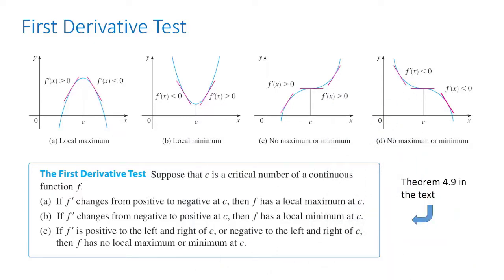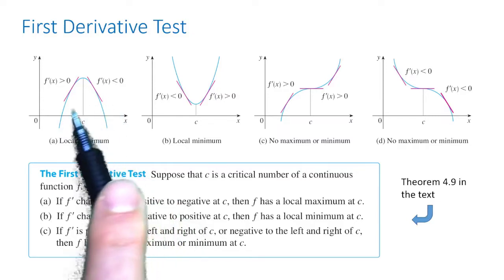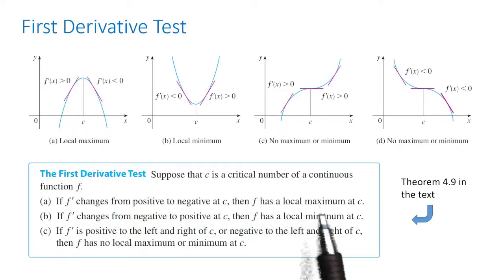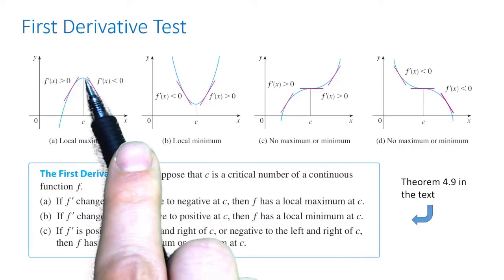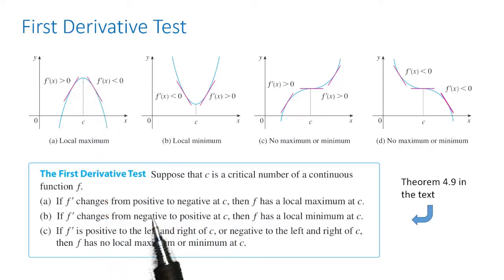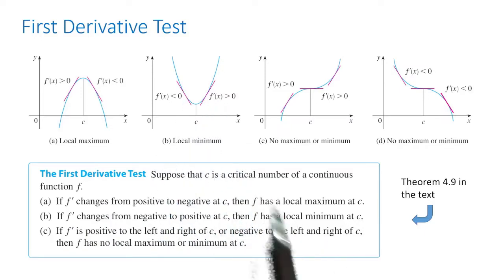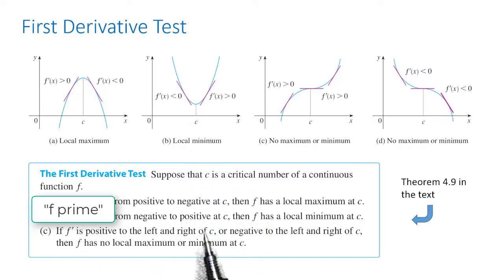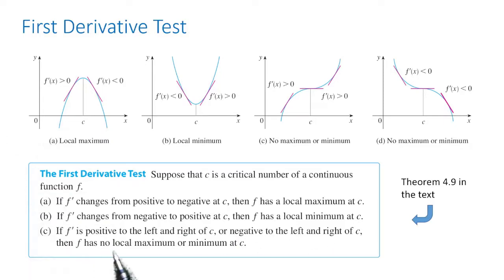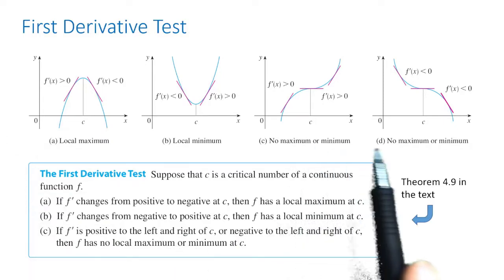Right? Now, there are three parts to this first derivative test. Part A says, if f prime changes from positive to negative, that's what happened in this first example here, then f has a local maximum, and that's what we're seeing. If f prime changes from negative to positive, that's what we're seeing here, then f has a local minimum. If f prime is positive to the left and right, or negative to the left and right, then f has no maximum or minimum, and that's what we're seeing in these examples. So that's the first derivative test.